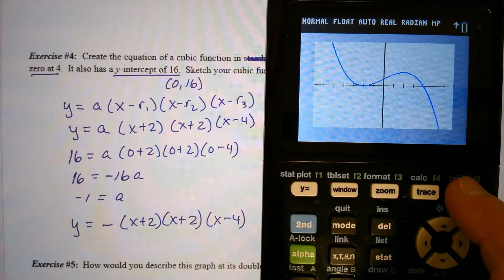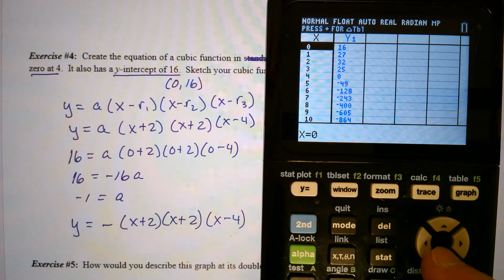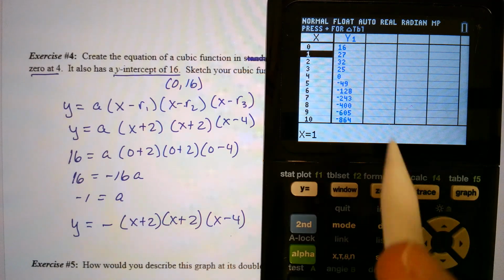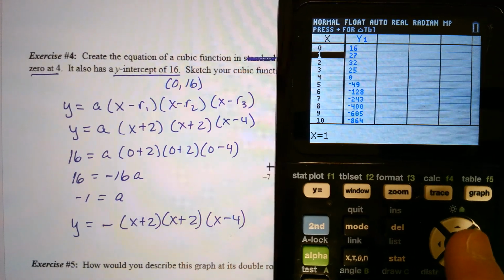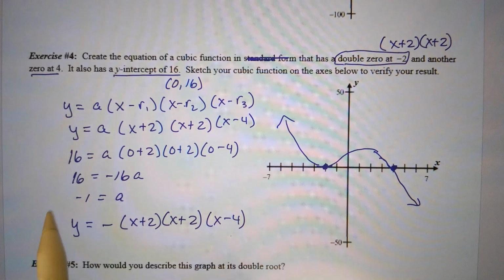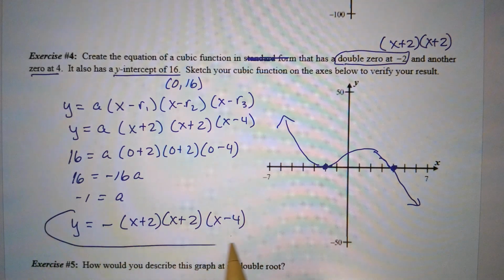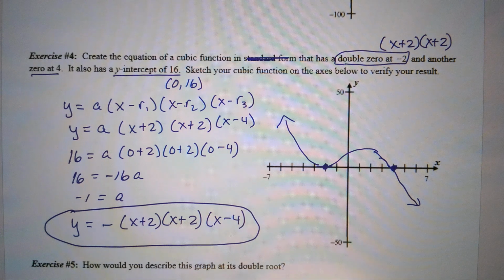Let's check our table of values. Is the point (0, 16) the y-intercept? Yes, it is, (0, 16). Here's our equation. Make sure you have an equation and equals y.